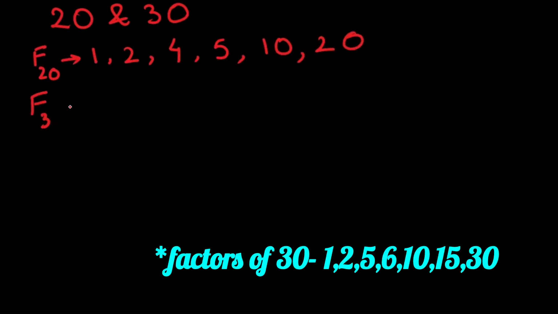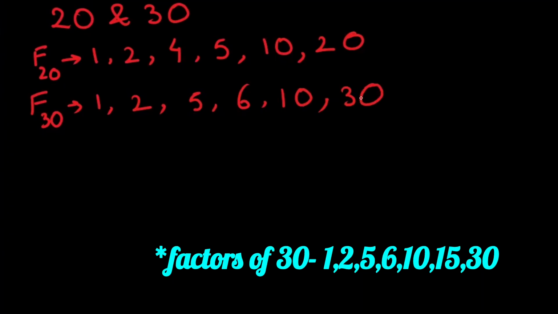But what we have to do first, we have to find the factors of 20. What are the factors of 20? 1, 2, 4, 5, 10, and the number itself. Factors of 30: 1, 2, 5, 6, 10, and the number itself.